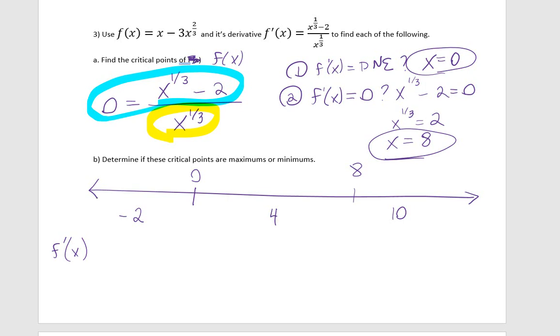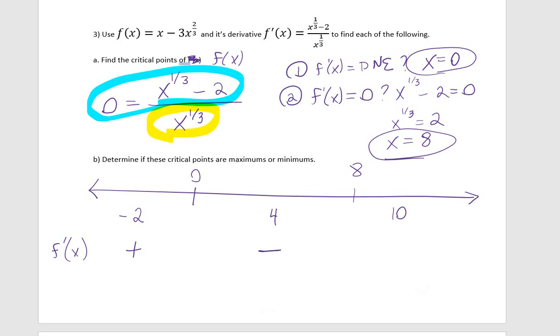And let's say I take negative 2 and I plug it into my derivative. I just care if I get a number that's positive or negative. So if I take negative 2 and I plug it into my derivative function, what I'm going to get is a positive number. Now, if I take 4 and I plug it into my derivative, what I get out is a negative number.